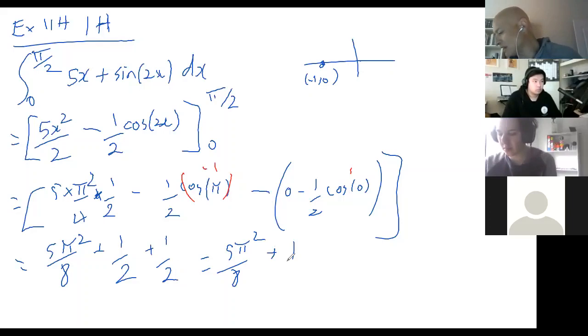Okay, anyone know what the answer is? 11H, 1H. 5 pi squared divided by 8 plus 1. There we go, that's that one there. Any questions on that one? Is that just the answer? 5 pi squared over 8 plus 1? Yep, that's the answer.